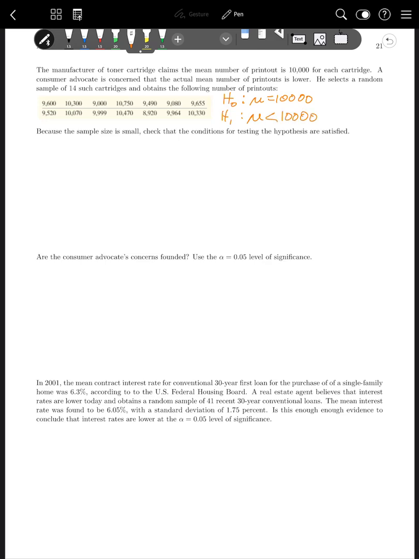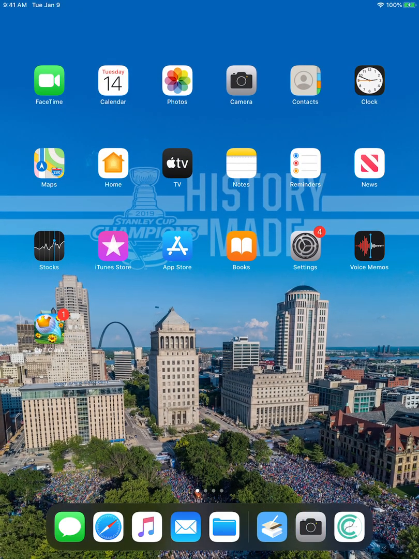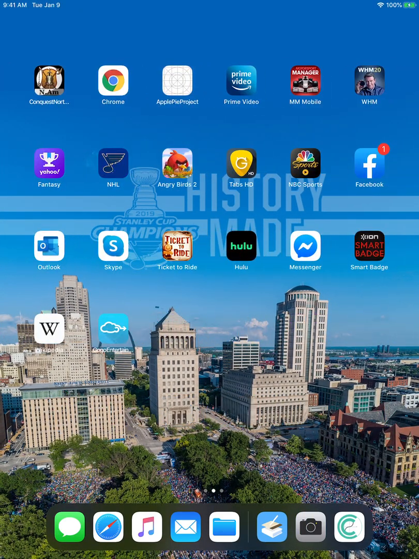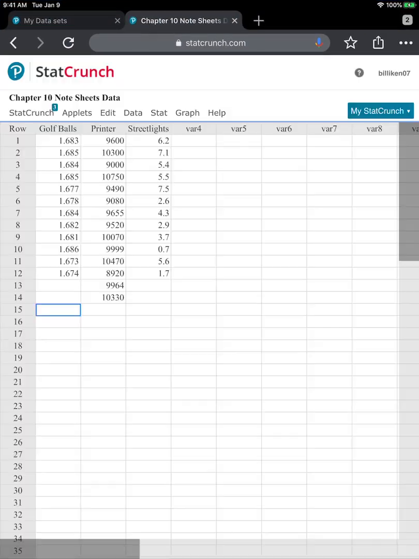Okay, and so now, because we have a data set here, we're probably going to want to use StatCrunch, although you could use ClassCalc and just type in all those data values. But I'm going to use StatCrunch because I already have it put in. So I'm going to go to StatCrunch. And that's our printer data right here.